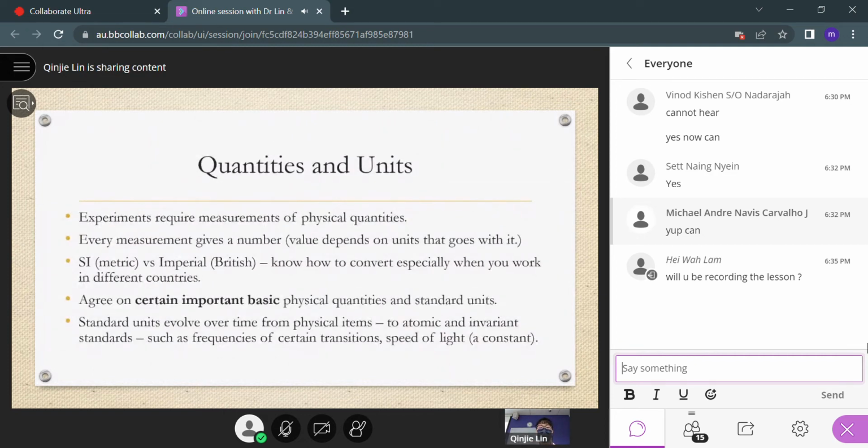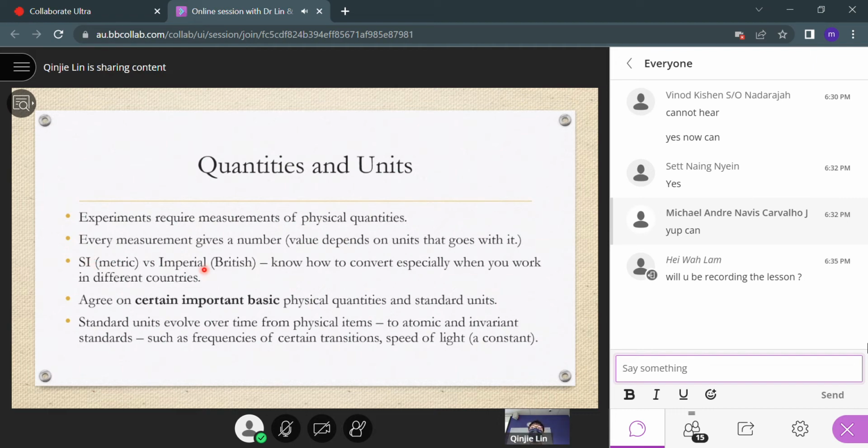Okay, so experiments require measurements of physical quantities. What are quantities? Every measurement gives a number, and the value depends on the unit that goes with it. So after every number, you will see units. Let's say kg, is it meters or is it seconds? So those are units. We have metric, SI units versus imperial units. We'll be using SI more often than imperial.